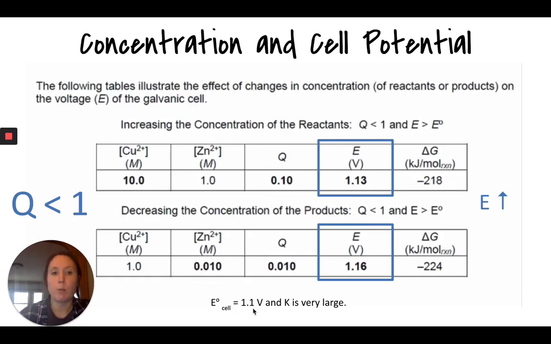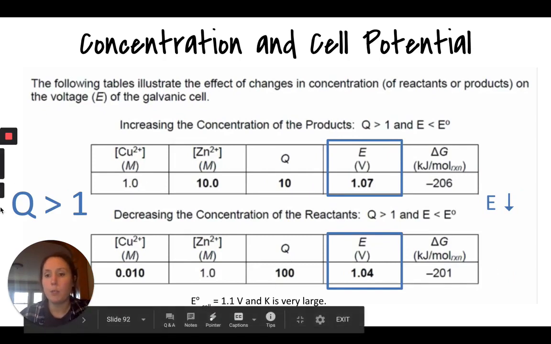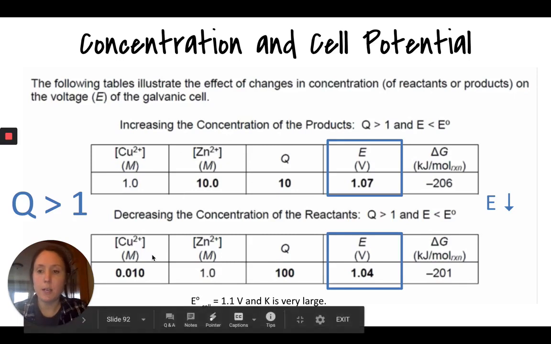It used to be 1.1. When I decrease the concentration of my products here, my zinc concentration is 0.01, Q is again small, and my voltage is higher than expected. Here's the opposite. This is what happens now when Q is greater than 1. So I increase either the concentration of my products, zinc, or I decrease the concentration of my reactant, copper. My voltage now is lower than expected.